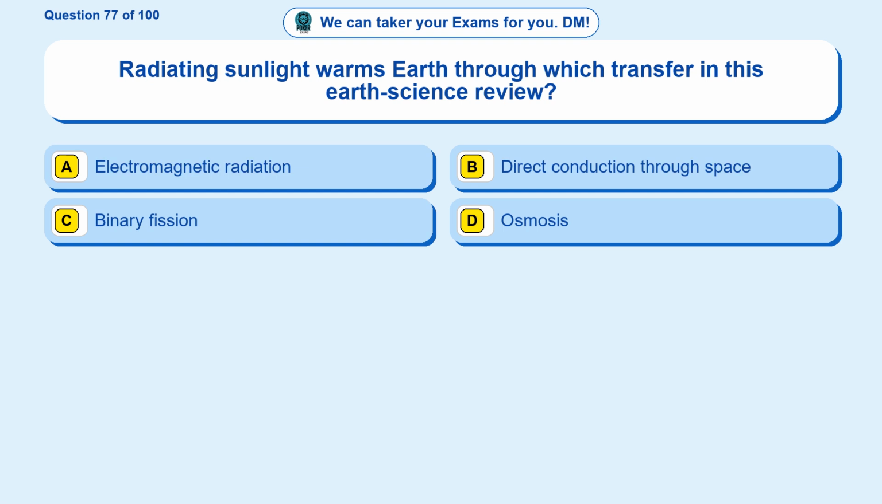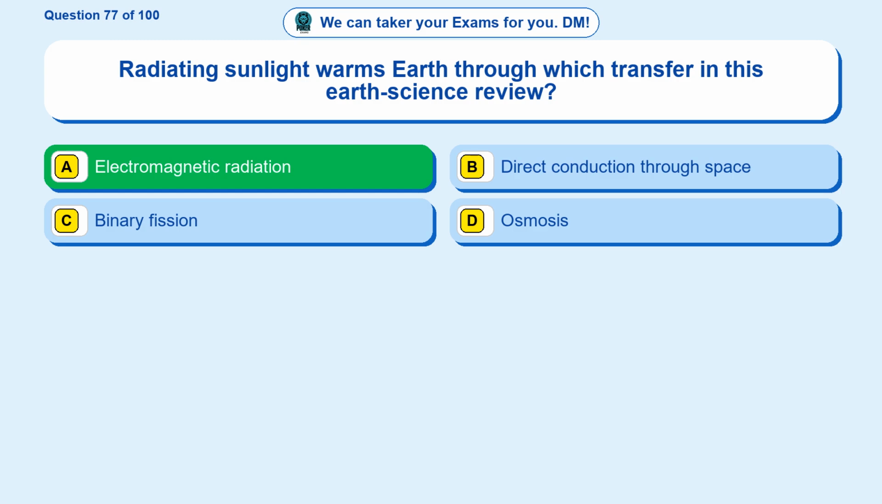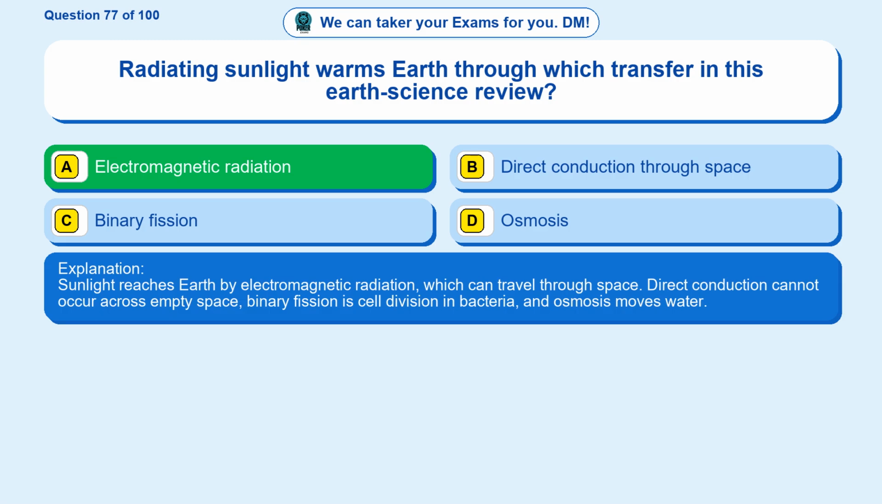Question 77. Radiating sunlight warms Earth through which transfer in this Earth Science Review? Option A, electromagnetic radiation. Option B, direct conduction through space. Option C, binary fission. Option D, osmosis. The correct answer is option A. Electromagnetic radiation. Sunlight reaches Earth by electromagnetic radiation, which can travel through space. Direct conduction cannot occur across empty space, binary fission is cell division in bacteria, and osmosis moves water.